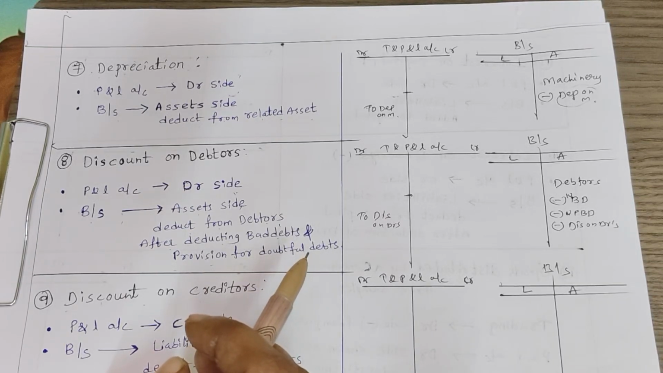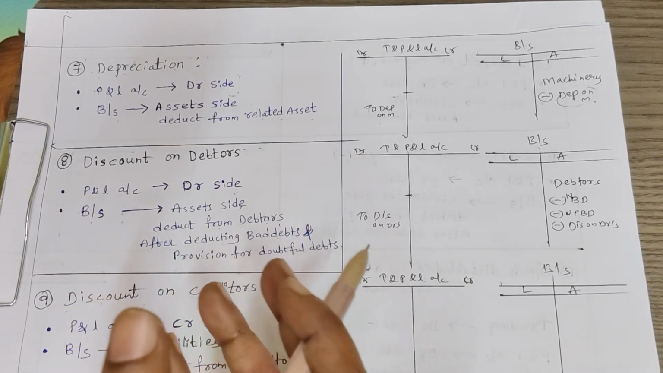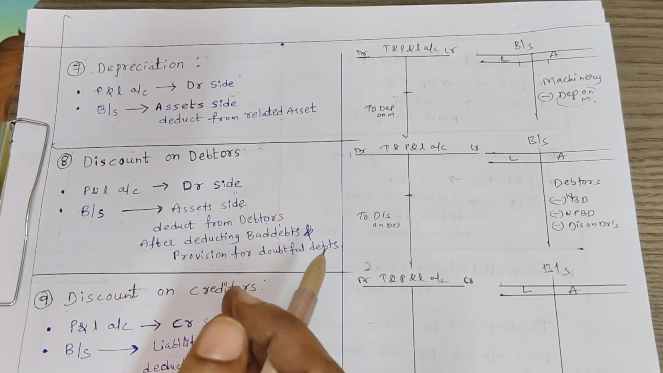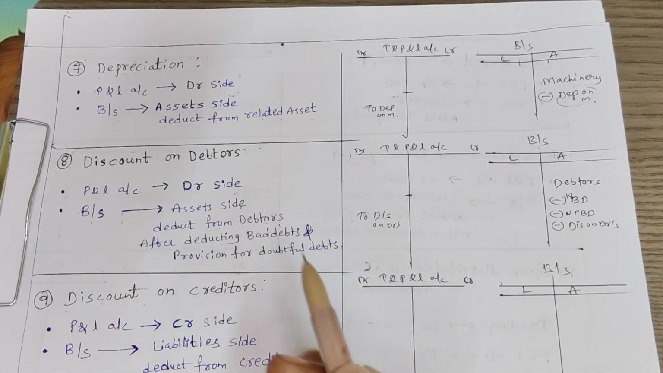So after deducting that 1,000, we are paying only 9,000. So that 1,000 by business point of view, it's a gain. Okay, so that should come under profit and loss account credit side. All incomes and gains credit side.